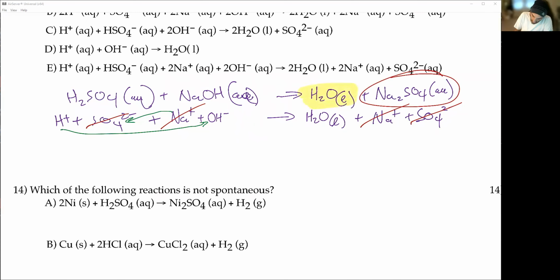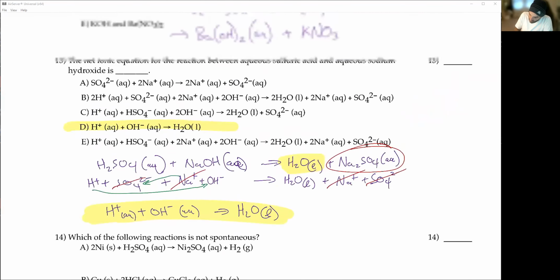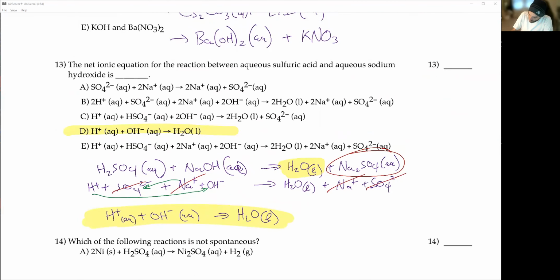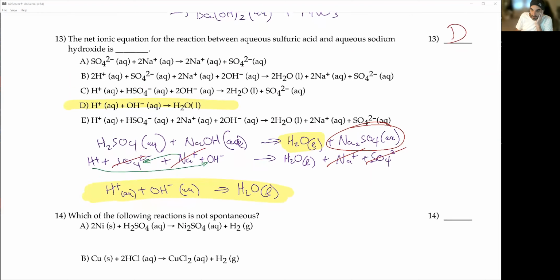So the net ionic is H+ plus OH-, both aqueous, yields H2O liquid. Here we go. This is the result of an acid-base reaction at all times. D, excuse me, D is the result of that reaction.